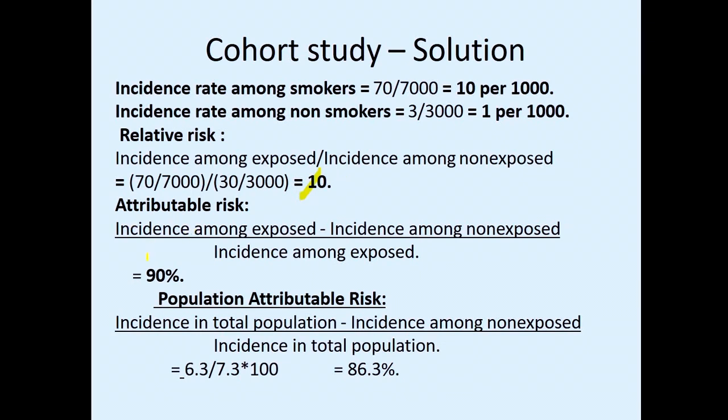non-smokers. Attributable risk is given by the formula incidence among the exposed minus non-exposed by incidence among the exposed, which is 90%. So of all the cases of lung cancer, 90% of the cases are contributed by the smoking.